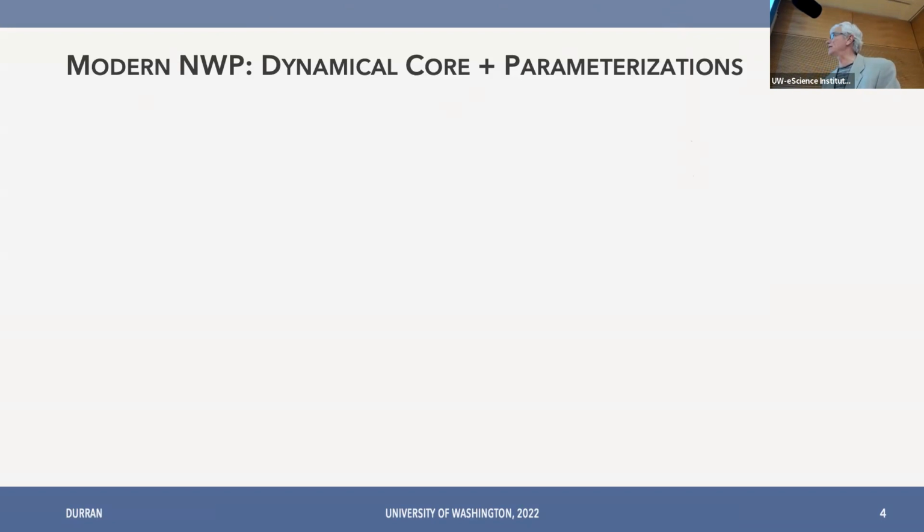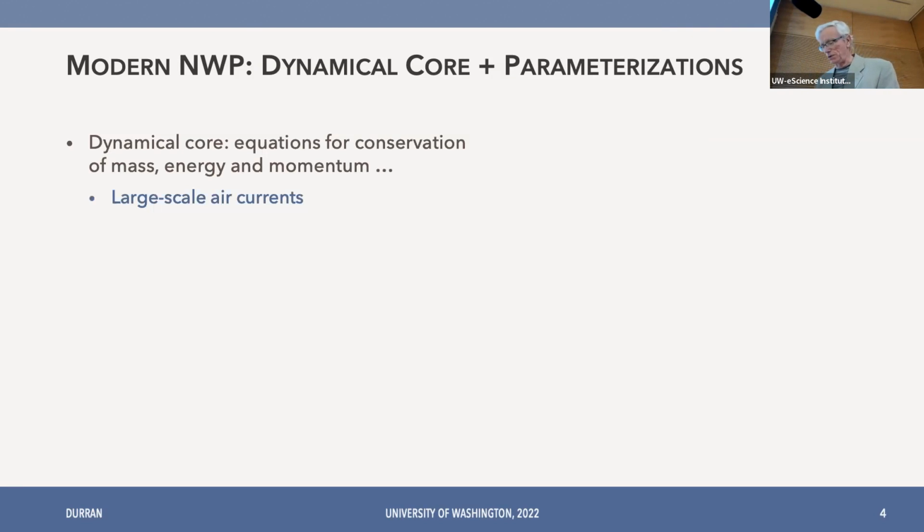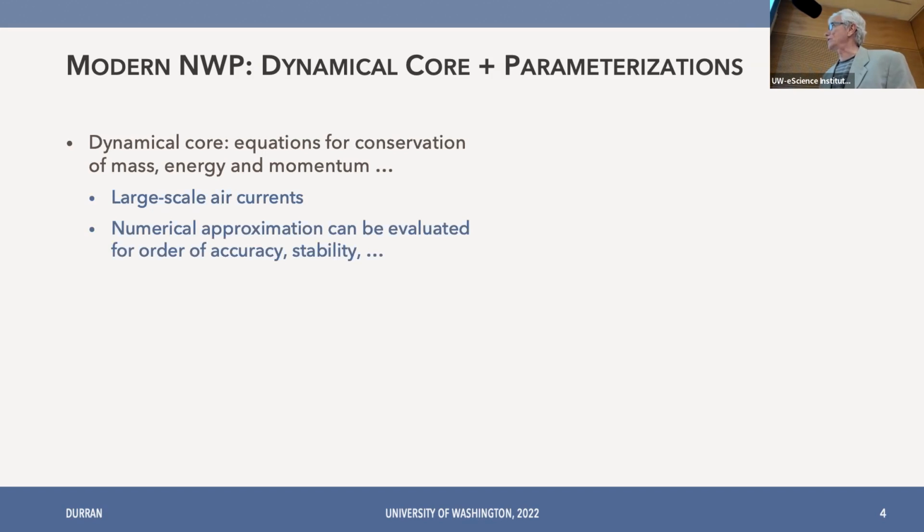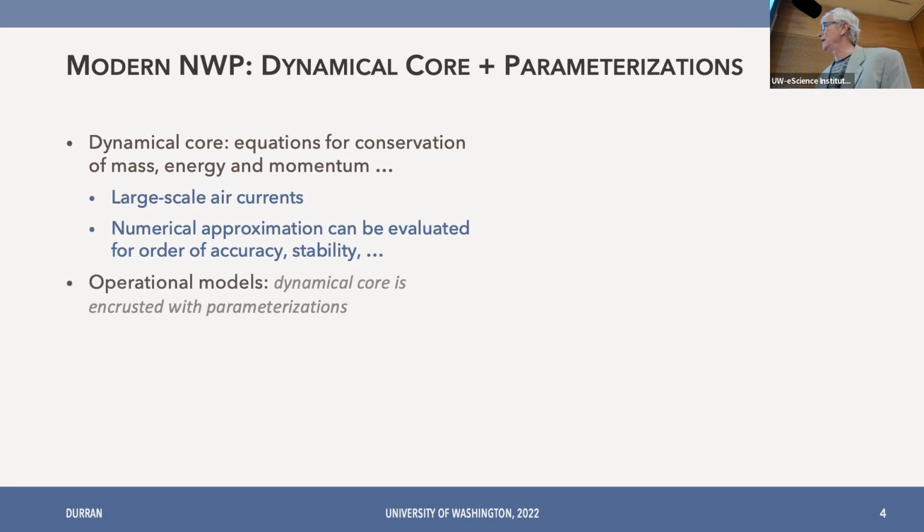Okay, so I want to review a couple of things about why we should be so interested in replacing what is, to some extent, a successful approach to numerical weather prediction with deep learning. So the quick review: numerical weather prediction consists of two pieces of computer code. One is a dynamical core that covers equations for conservation of mass, energy, and momentum. It covers the behavior of large-scale air currents, large-scale waves. Its numerical approximation can be evaluated mathematically for all kinds of things like order of accuracy. But operational models include more stuff.